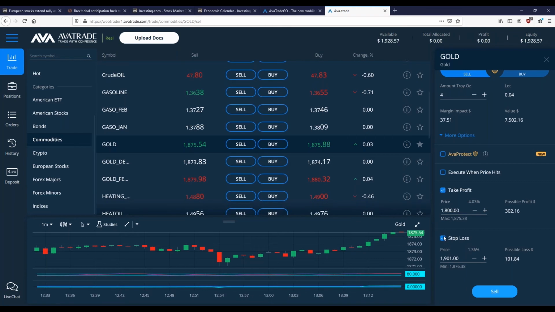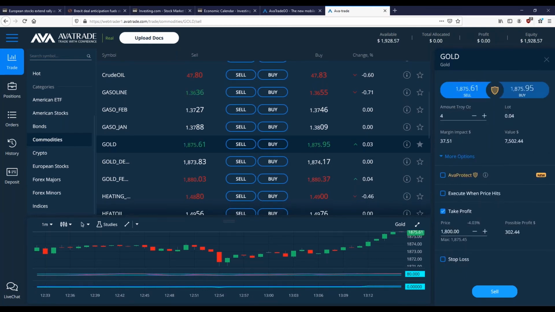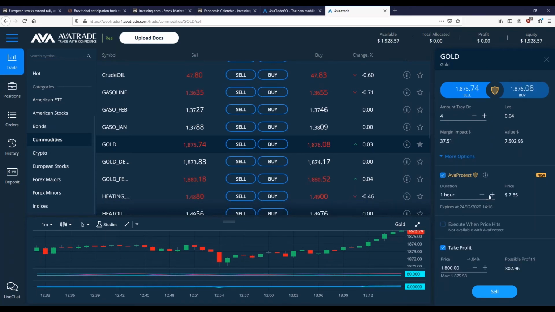Now, maybe you say, you know what? There's a lot of volatility now. I prefer not to do a stop loss. I prefer to use AvaProtect. Maybe I'll do 2 days coverage to get through some of this infighting in Washington, D.C. And maybe I believe I could have a huge move up and down. So even if it goes against my sell position and goes up for the next 2 days, I'm only risking $34. That's the cost of the protection for 2 days.